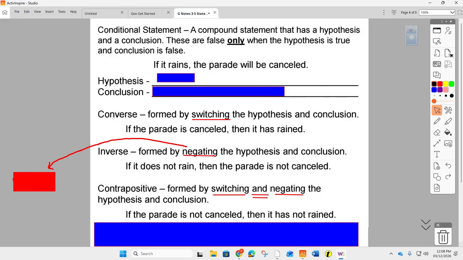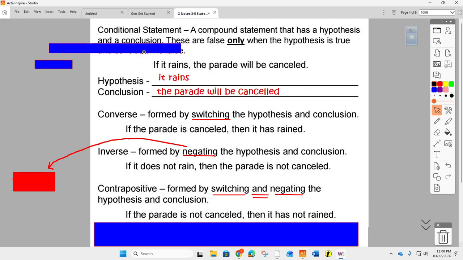It's actually, it rains, but you're in the right ballpark. So we're not going to include the word if. It would be it rains. Now, fortunately for you, you're selecting multiple choice and they don't put if on it when I give it to you. But if you were having to type it in, or write it on a pencil and paper test, you would not put if in that part. And the conclusion, the parade will be canceled.